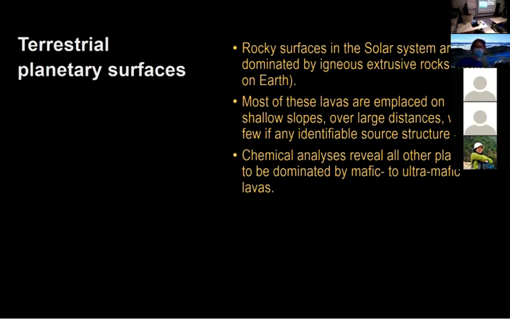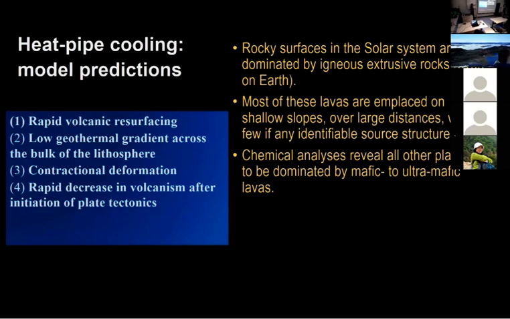So if we compare this to our predictions that we had from the basic modeling, rapid volcanic resurfacing is a pretty easy match. Low geothermal gradient across the bulk of the well, how are we going to tell? Contractional deformation, yes. To the extent that we see much deformation, there is a possibility of large-scale contractional deformation, and there is definitely some very minor extensional deformation that is usually associated with local features. So for instance, on Venus, you have extensional deformation accomplishing less than 1% of extension and associated with the volcanic edifices above plumes.